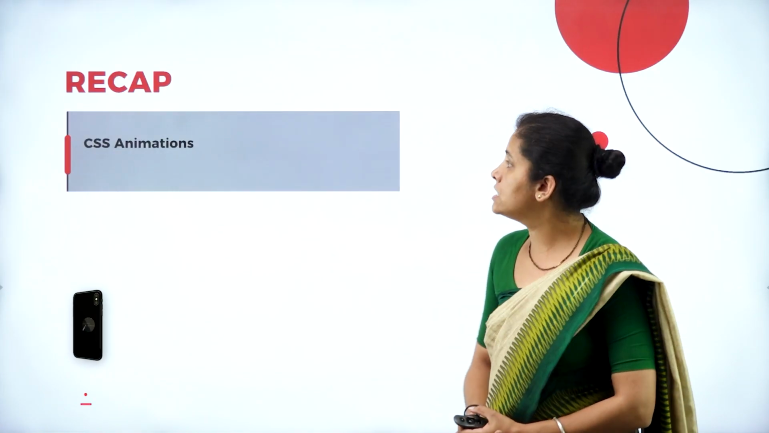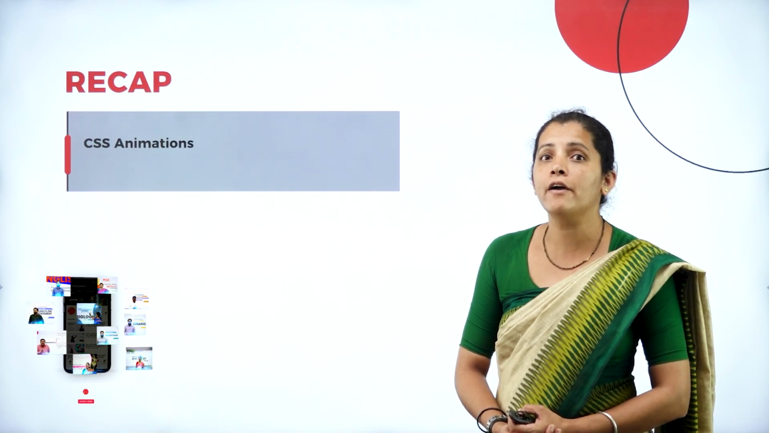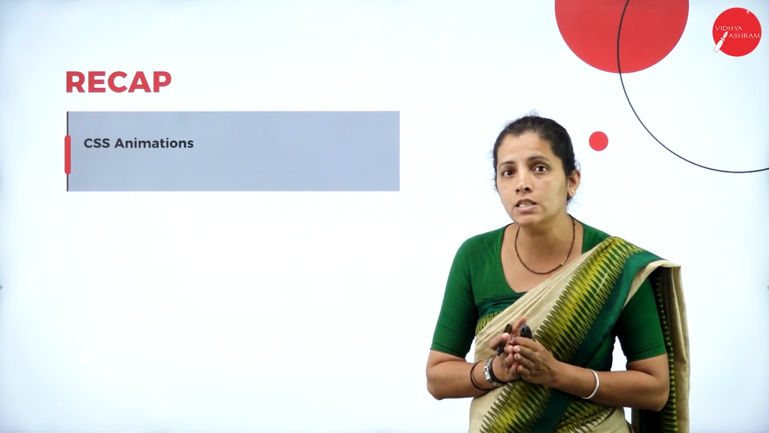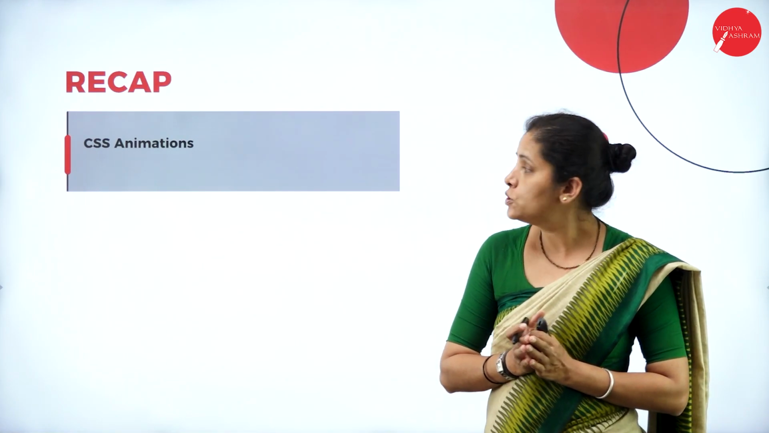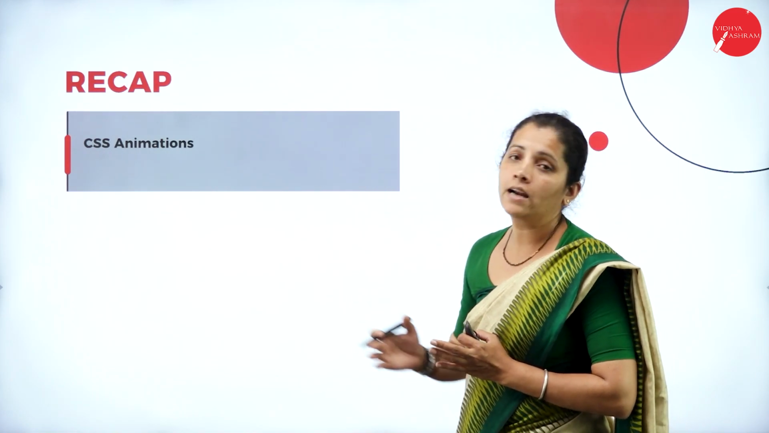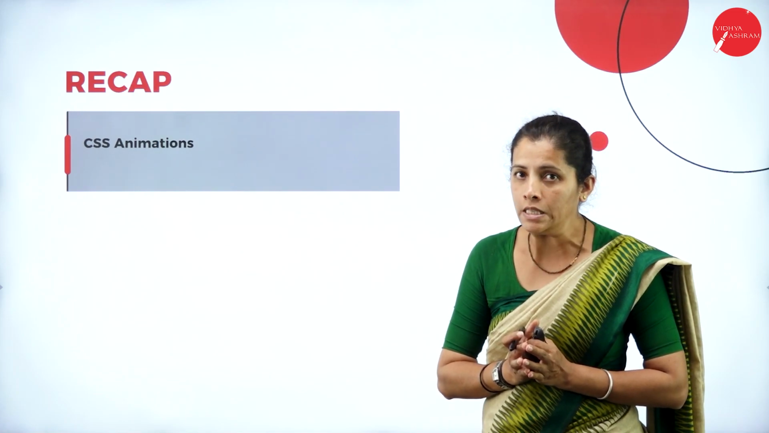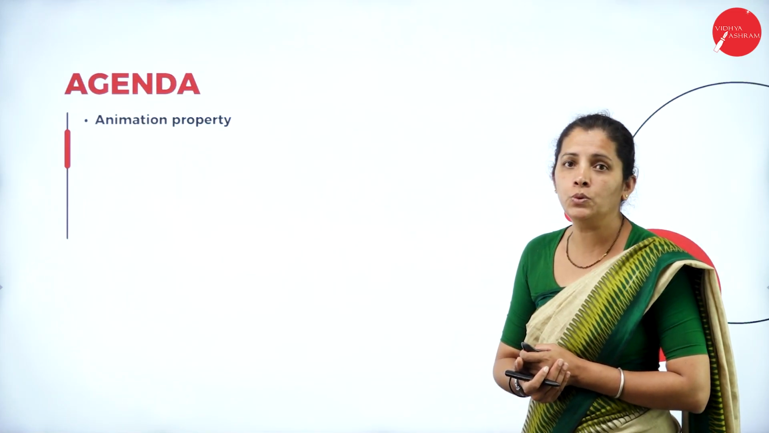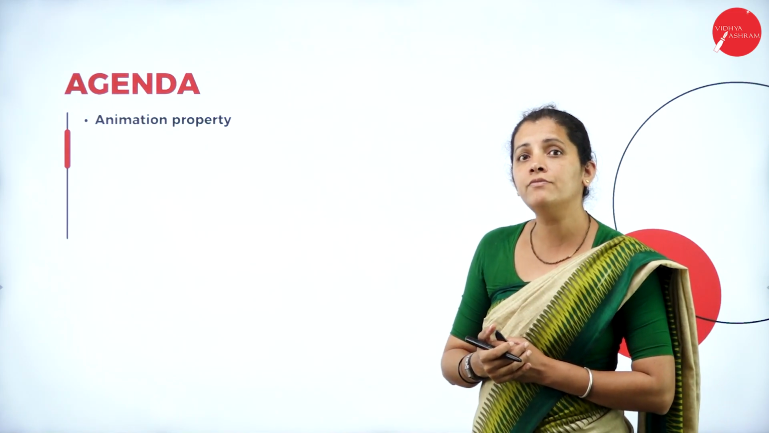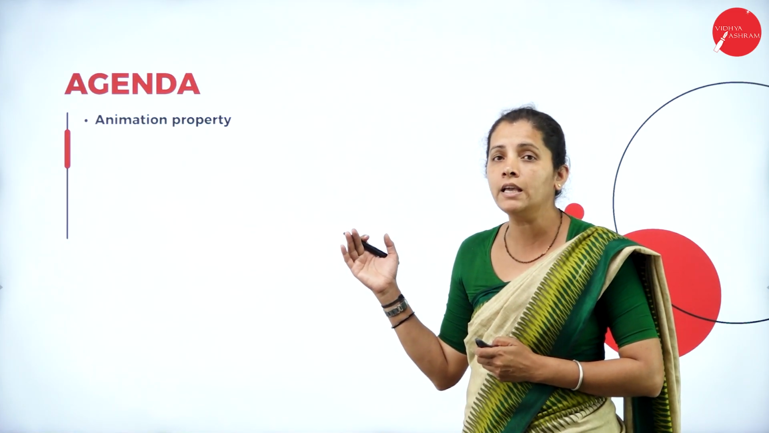So dear students, in my last session, I started with CSS animation: how we can add effects to an object, and what different kinds of objects we can add them to. All those things we discussed in my last session. I discussed properties of animation: animation name, animation delay, animation duration, all those things. In my last session, I covered 5 different animation properties, but in today's session, I'm going to continue with the remaining animation properties.